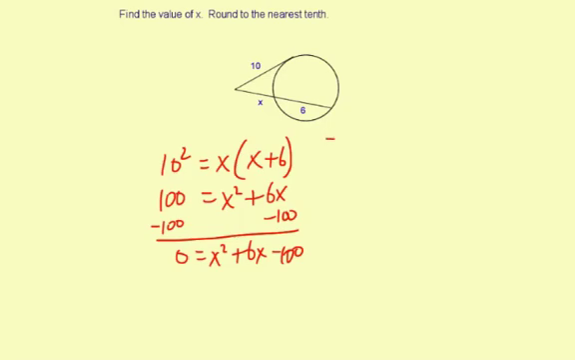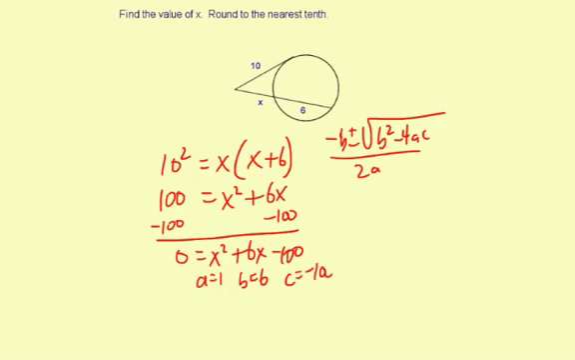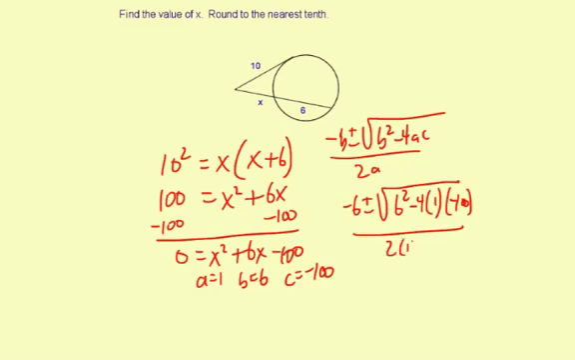So the quadratic formula is negative b plus or minus the square root of b squared minus 4ac all over 2a. And the a here is the 1 in front of the x squared, or the invisible 1, so a equals 1. The b is 6. And c equals negative 100. So we're going to substitute in here and then solve. So negative b is negative 6 plus or minus the square root of b squared. So it'll be 6 squared minus 4 times 1 times negative 100 all over 2 times 1.